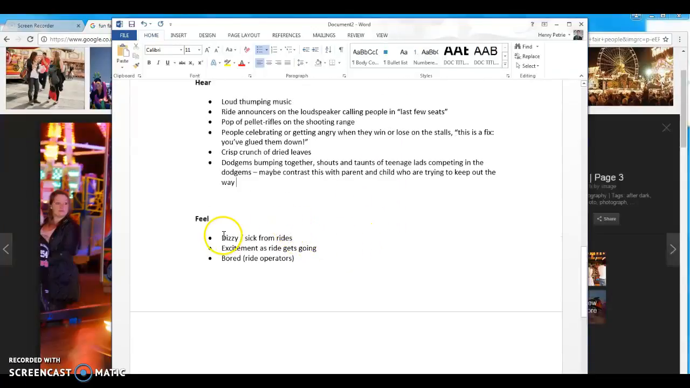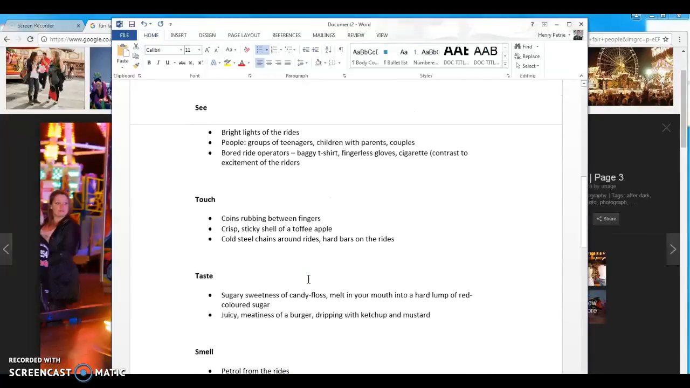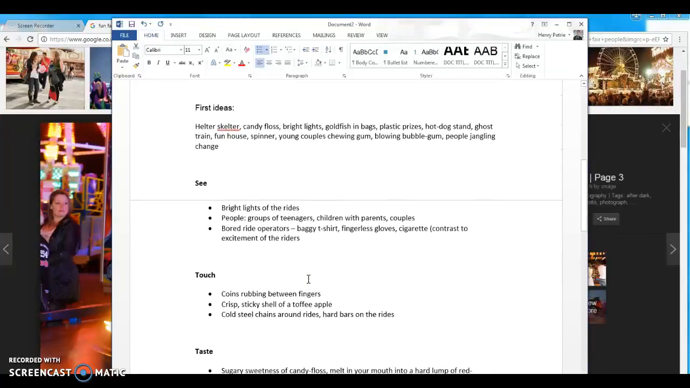And then I sort of thought about how people would feel at the fun fair. So maybe they've eaten too many hot dogs, too much candy floss, now they feel dizzy or sick from being spun around on the rides. There's also the excitement before the rides get going, and again that idea of the ride operators being bored. So that just gives me some ideas to go with. It's starting to take a bit of a form. What we need to do now is put this into an ordered structure. So what will appear first, what will appear second, and how will I finish it all off? So that's what I'll do in the next video.